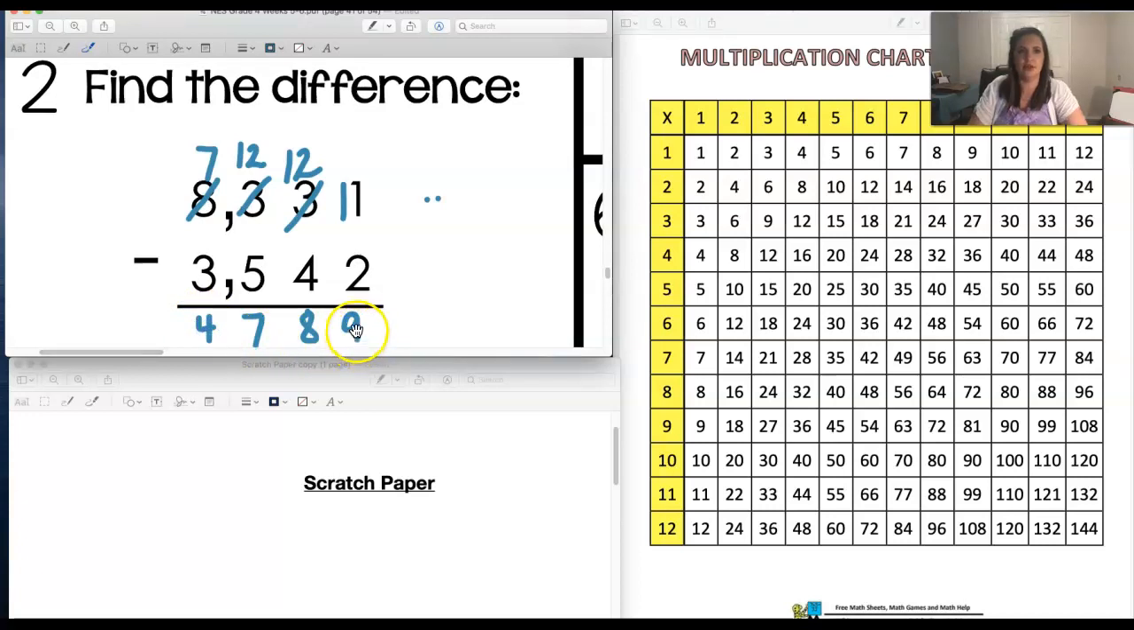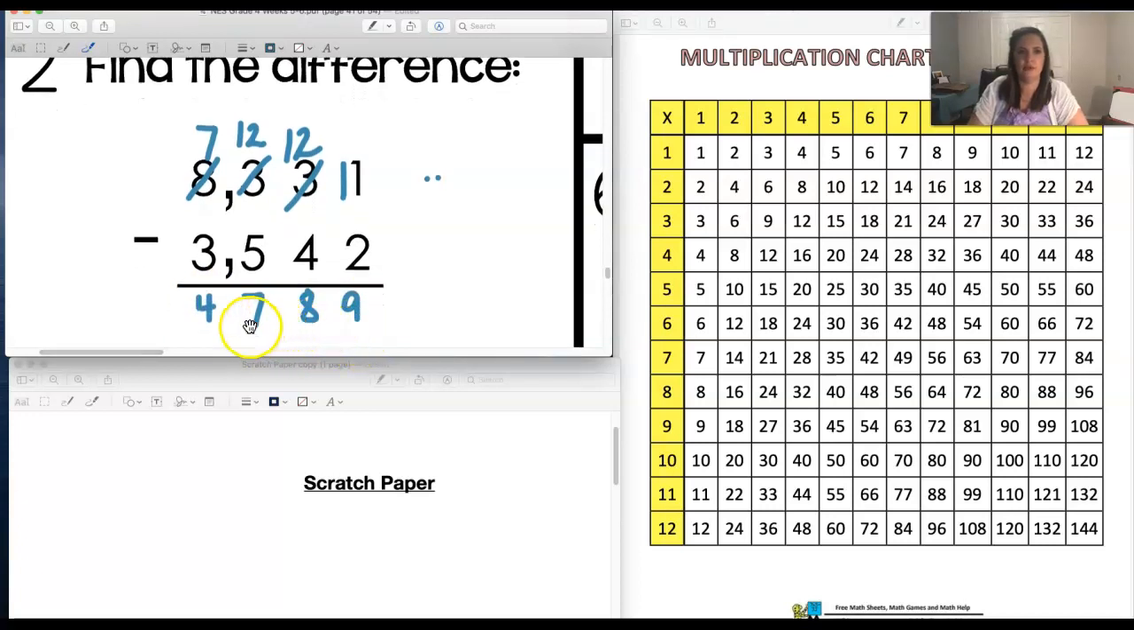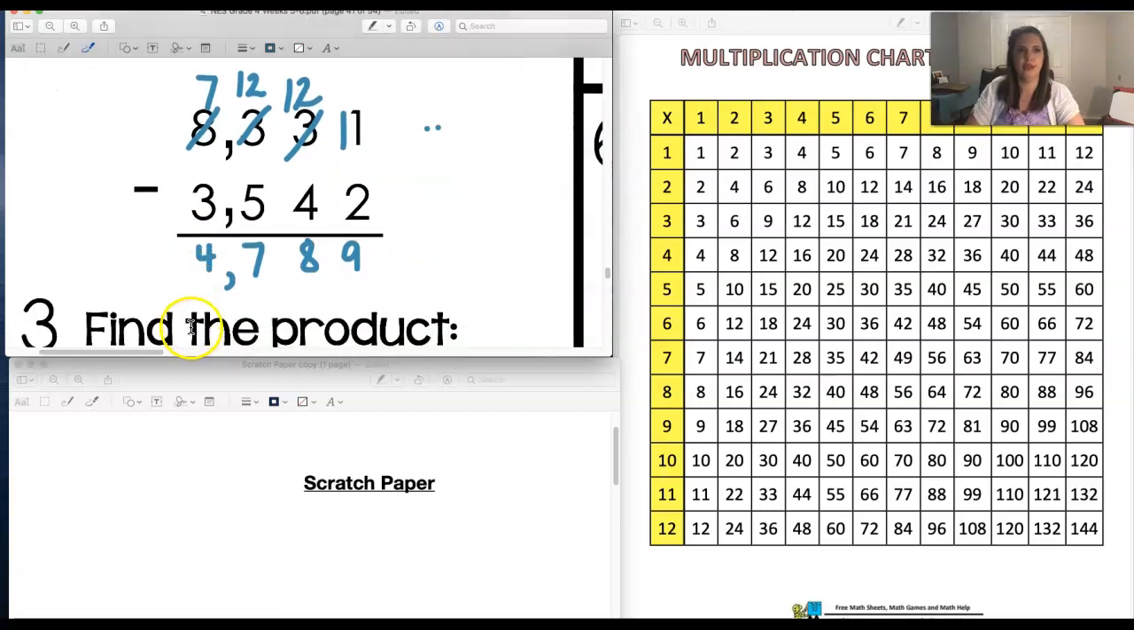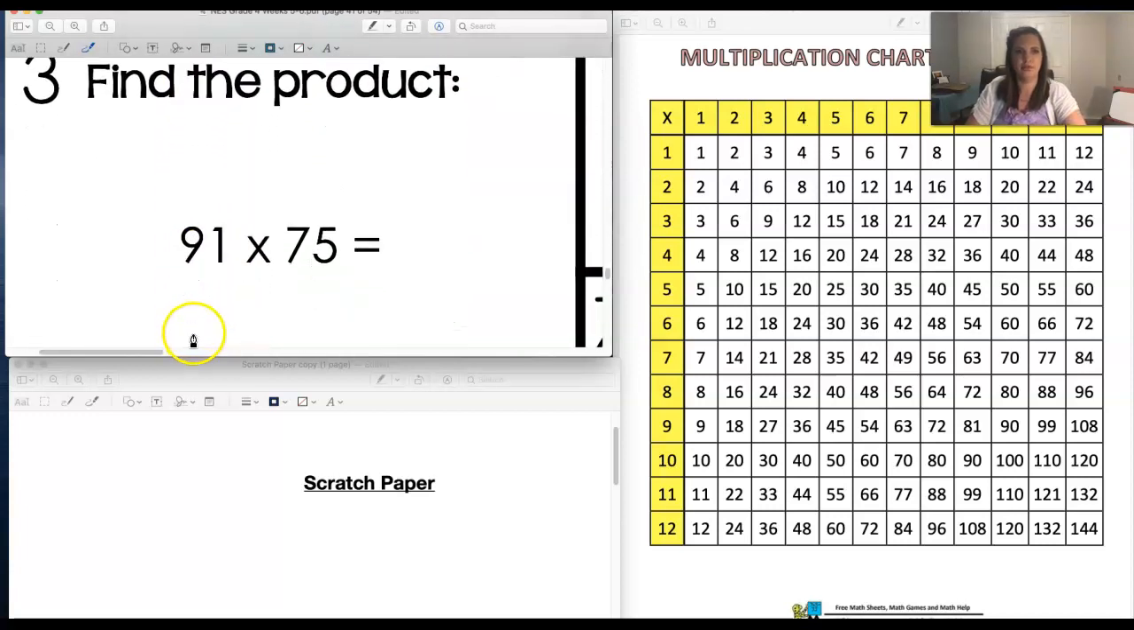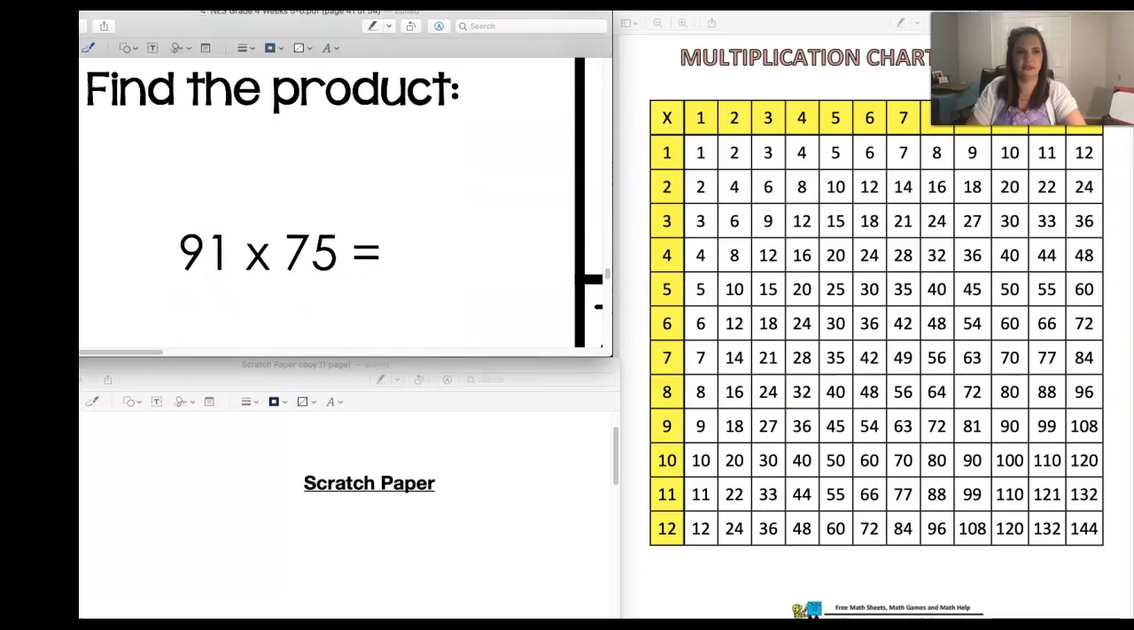Count your digits. 1, 2, 3. Put your comma. 8,331 subtract 3,542 equals 4,789. Number 3, find the product.